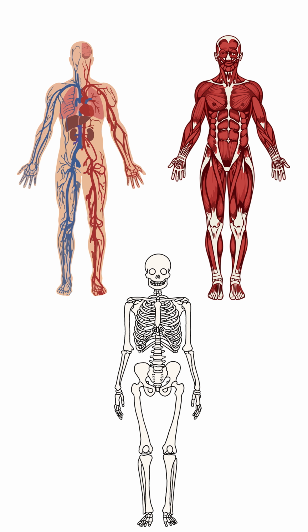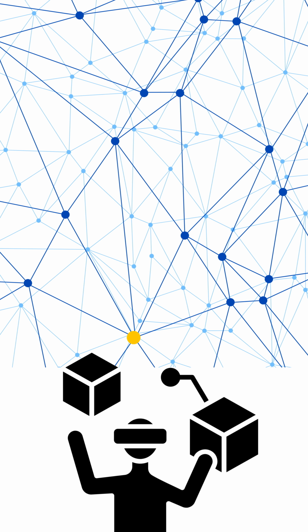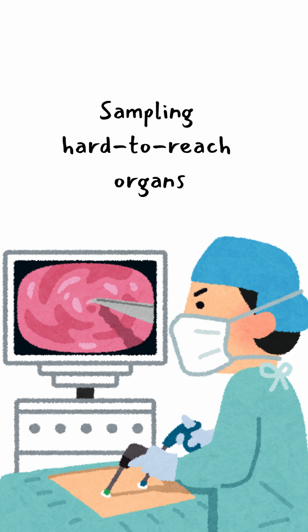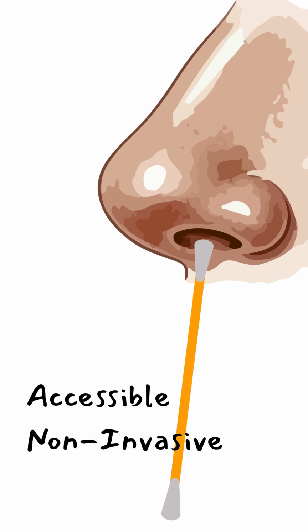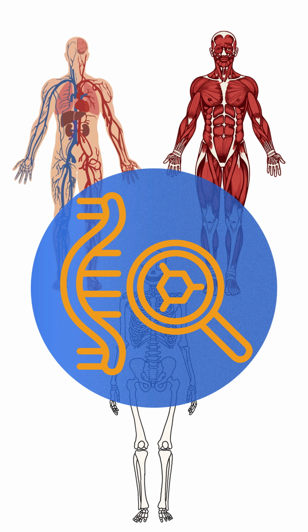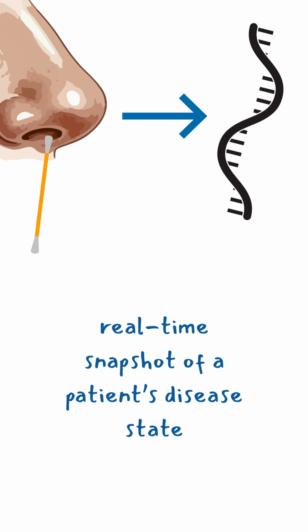This is possible because the body isn't made of isolated parts. It's one connected system. What happens in one tissue doesn't stay there, it affects everything else. So instead of trying to sample hard-to-reach organs directly, we can look at accessible, non-invasive tissues like the nose, and still understand what's going wrong deeper in the body. By extracting RNA from a nasal swab, we capture a real-time snapshot of a patient's disease state.